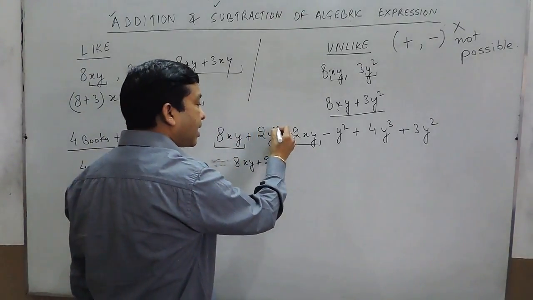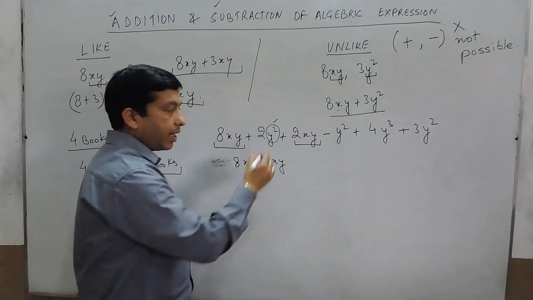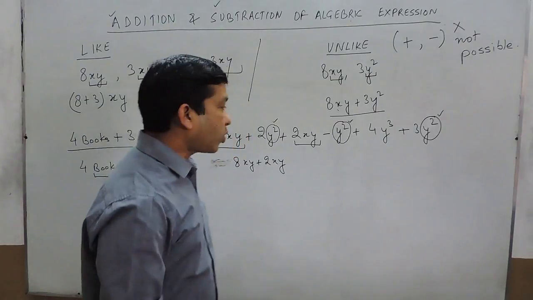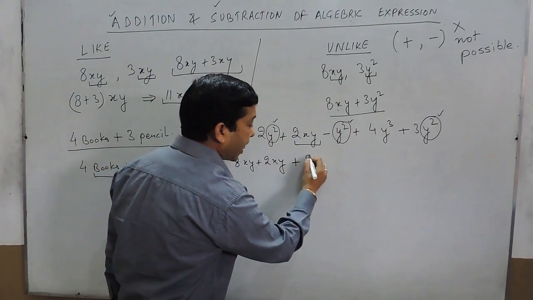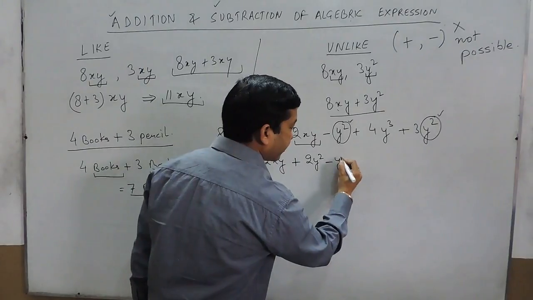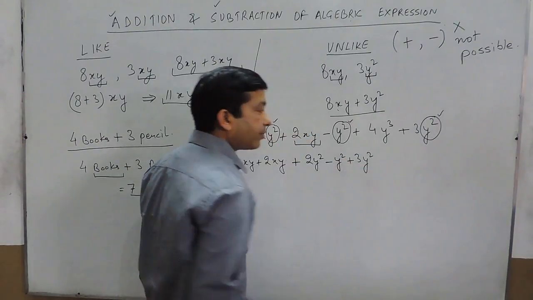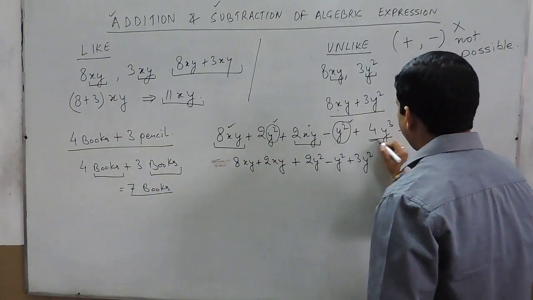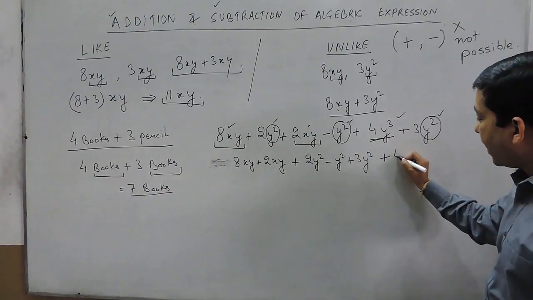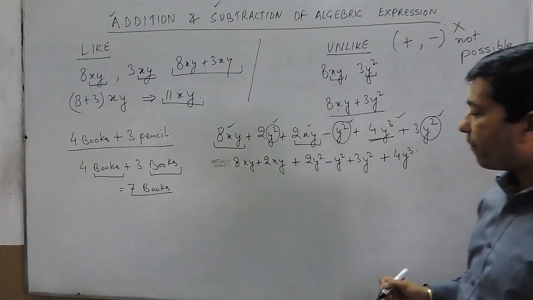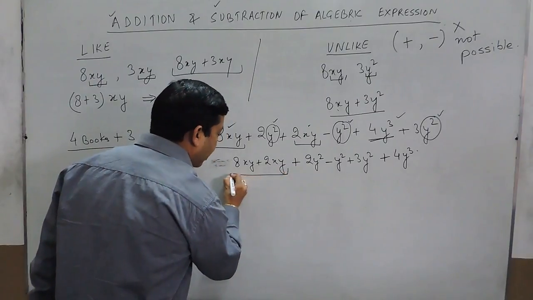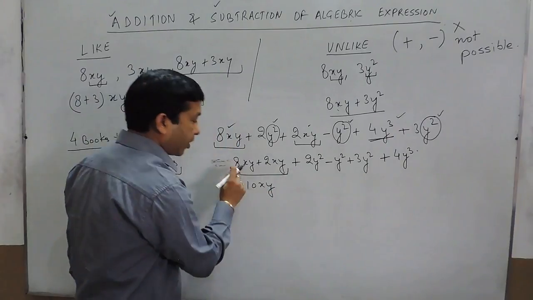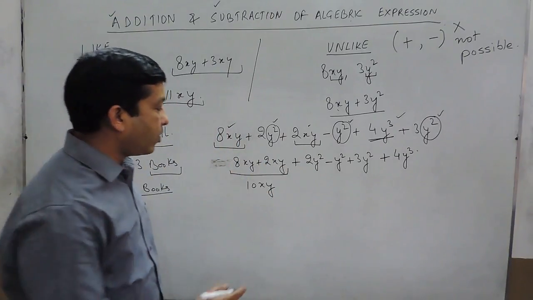Now I am looking at another literal term, y square. Here it is y square, here it is y square, and here again it is y square. So I can write all the terms which have y square together, plus 3y square. Now this term has been done, this has been done, this has been done. The remaining term is this one. This is the only term, so I am writing it here. Now I know that these two terms are the same kind, so they can be added together. It is 10xy, because 8 is added to 2, these are the numerical values.